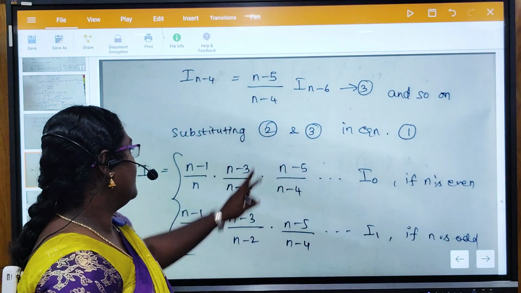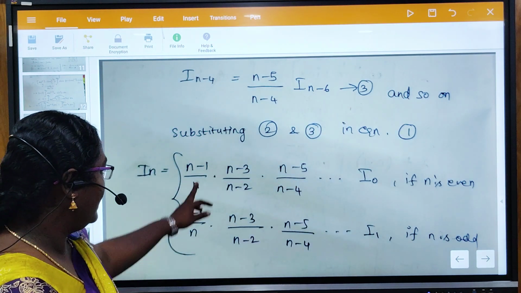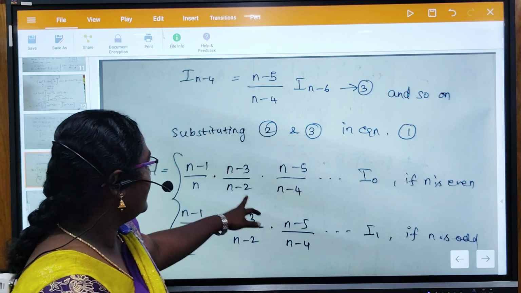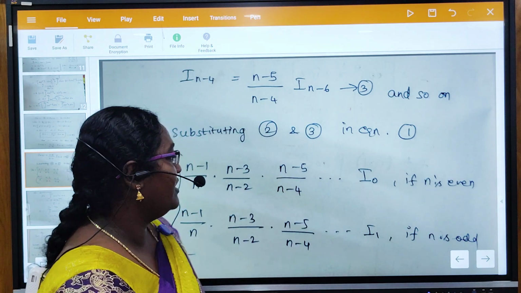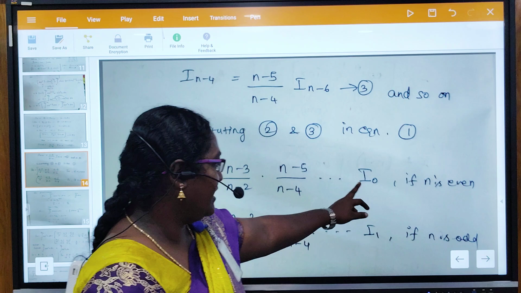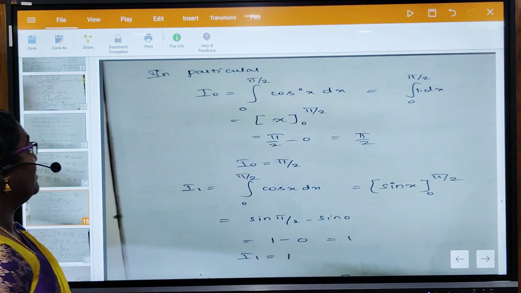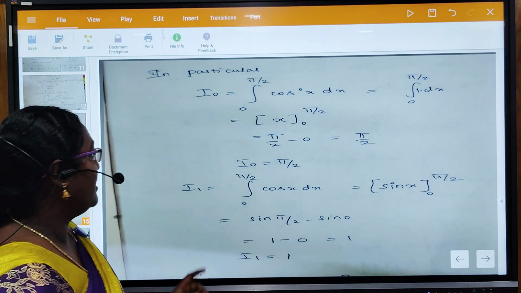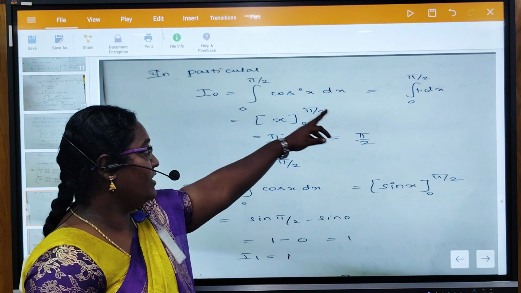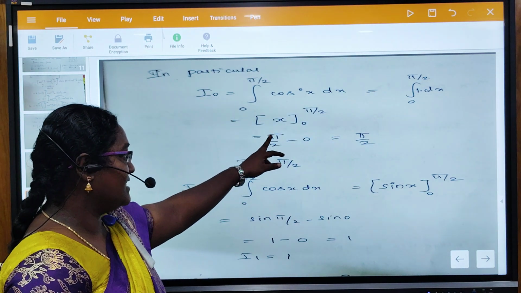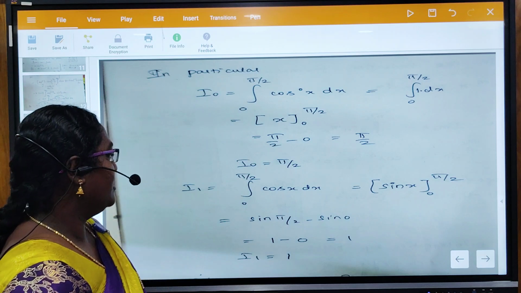So and so on. Substituting 2 and 3 in equation 1, we are getting this, n minus 1 by n, n minus 3 by n minus 2, n minus 5 by n minus 4, and so on, times I0 if n is even, I1 if n is odd. So in particular we want to find I0 and I1. So I0, anything to the power 0 is 1, it is integral of 1 dx. When we integrate it is x. Substituting the limit, it is pi by 2.